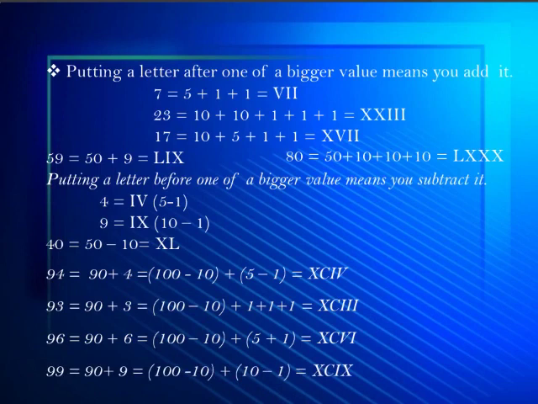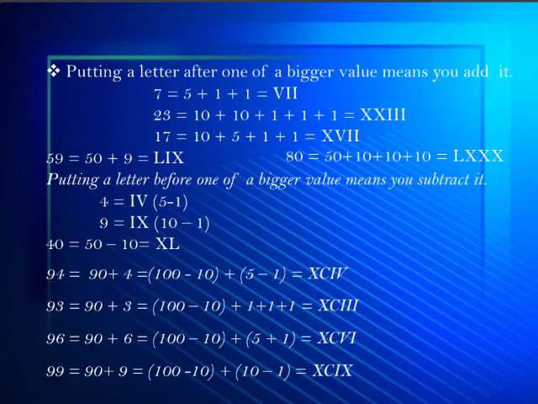So whenever you write 90 plus 4, you needn't write this fully, 100 minus 10 plus 5 minus 1. All that you need not write. If you know the value for 90 is XC, you can straight away write it as XC, and for the value 4 you can write it as IV.